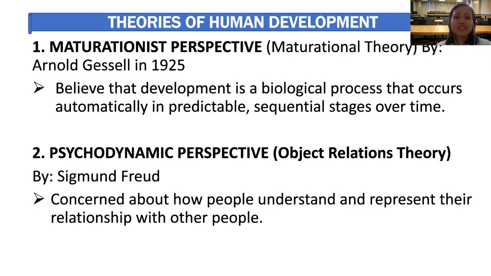We have now the 13 theories of human development. The first one is the maturationist perspective or maturational theory by Arnold Gesell in 1925. He believed that development is a biological process that occurs automatically in predictable and sequential stages over time. It means that children will go through the same stages of development in the same sequence, but each child will go through the stages at their own rate.